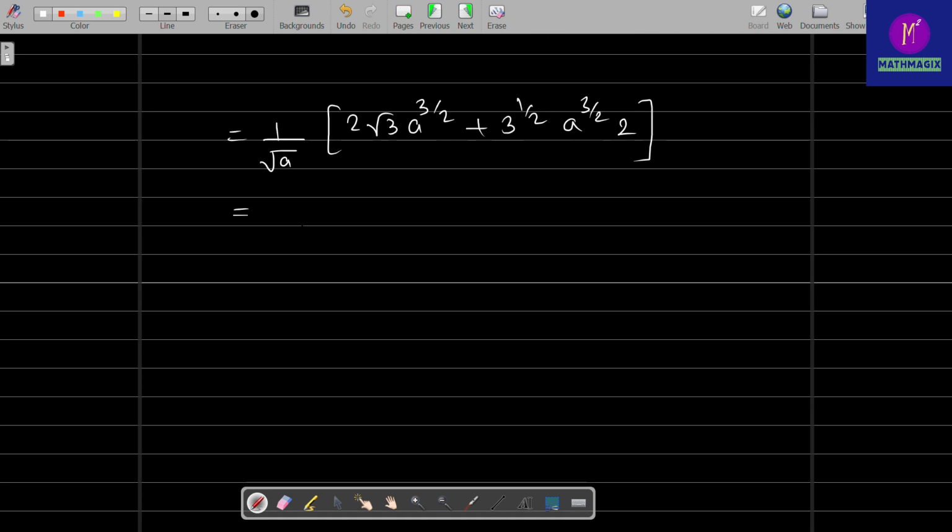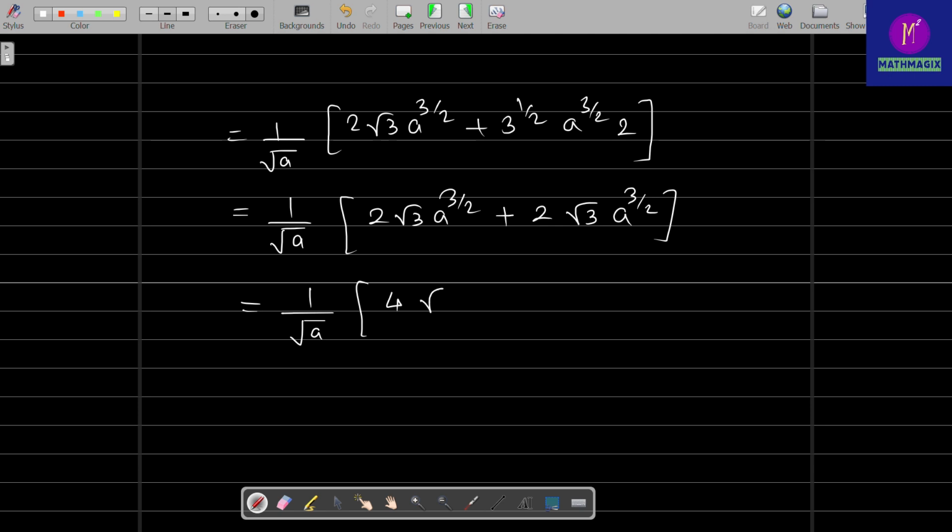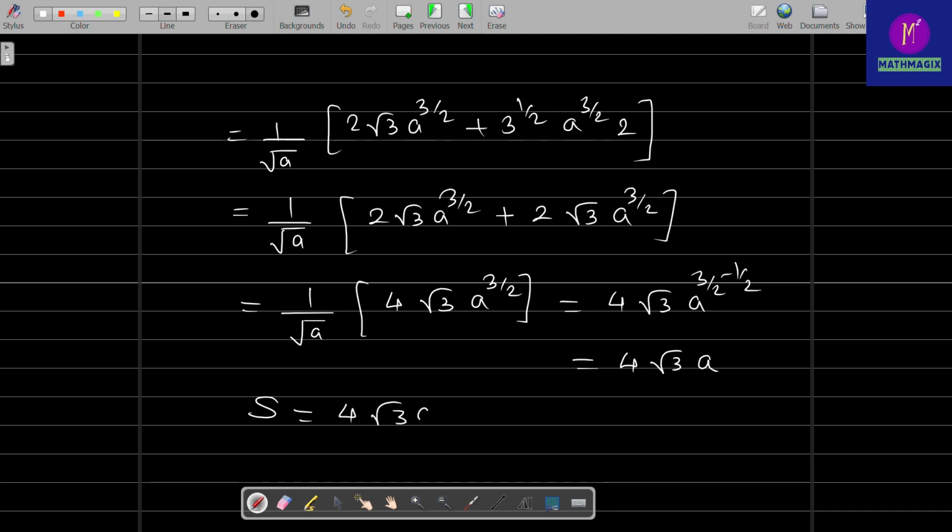So this is equal to 1 upon root a, 2 root 3 a raised to 3 by 2 plus 2 root 3 a raised to 3 by 2. So this is nothing but 1 upon root a, 4 into root 3 a raised to 3 by 2, which is equal to 4 root 3 a raised to 3 by 2 minus half, which will give us the final answer as 4 root 3 a raised to 2 by 2, that is a. So arc length of the loop is 4 root 3 a. Thank you.